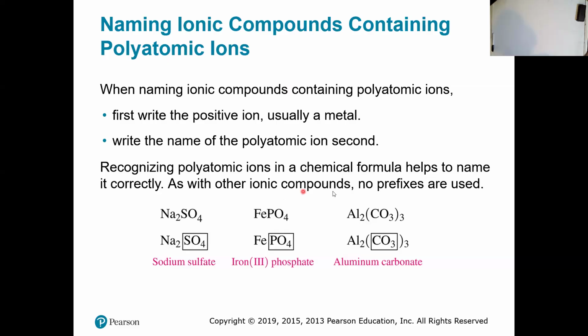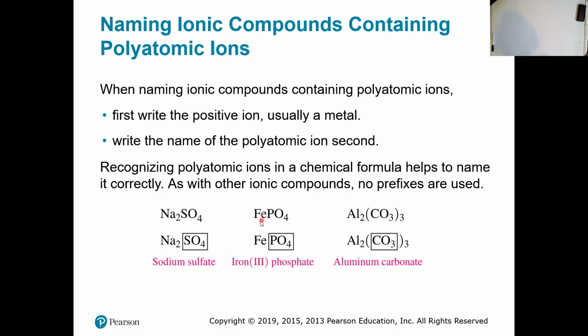And then just like with any other ionic compound, we don't use prefixes when we're naming ionic compounds. So what we have here, Na2SO4, this is our sodium ion, this is our sulfate ion. So the name of this is just going to be sodium sulfate.